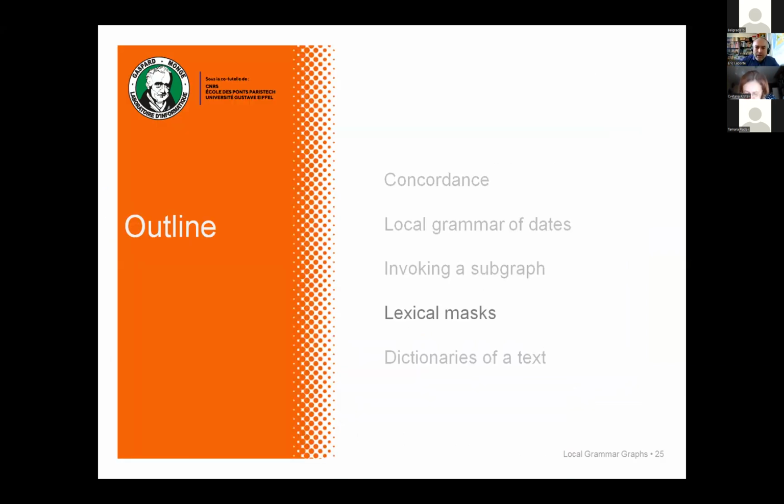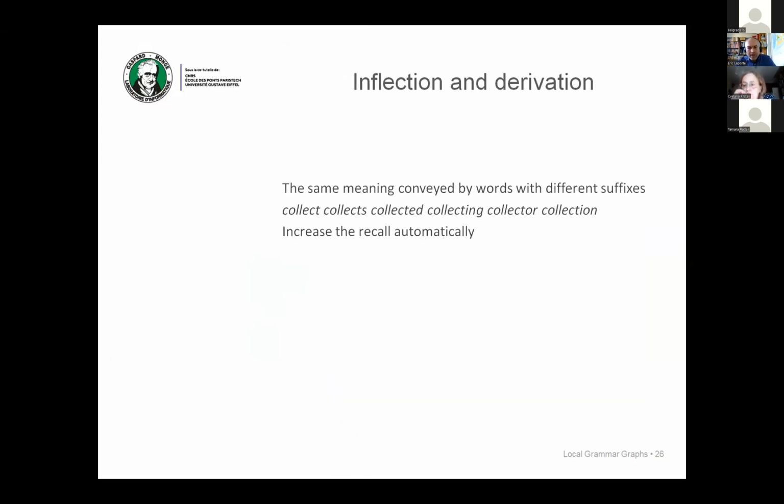Now, for the next exercise, we will also begin to use lexical masks, which are a way to target several forms instead of one, because the same meaning can be conveyed by words with different suffixes, like in the examples of collect, collects, collected, collecting, collector, collection. So this is to increase the recall of the graph. The recall is the capacity to find occurrences. Increase the recall of the graph automatically without.